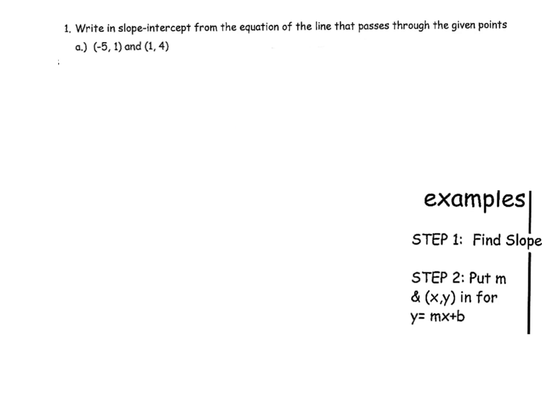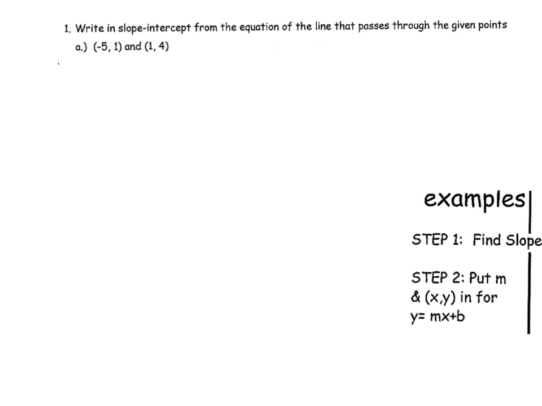Okay, so number 1 I altered a little bit. Can you please change your number 1 on your paper so it looks like mine? -5, 1 and 1, 4. So on the side of your paper, I gave you some steps. Like step 1, do this. Step 2, this. So the first thing that we have to do is we have to find the slope.